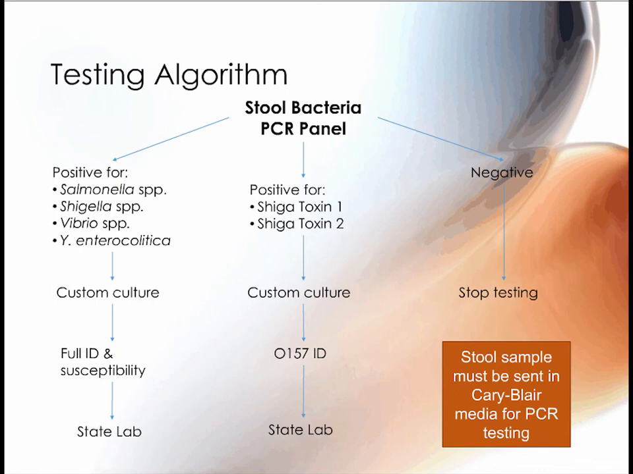The algorithm is based on the stool bacterial panel. When we have a negative result, the testing will stop. We are not going to continue doing anything additional. When we have a positive for Salmonella, Shigella, Vibrio, Yersinia enterocolitica, we're going to create a custom culture. The custom culture will be only using the specific media for the specific organism detected on the PCR. And that will be for full identification, plus the quality assurance of the instrument, but also susceptibility testing, and to submit the isolate to the state lab. And this is a very important topic.